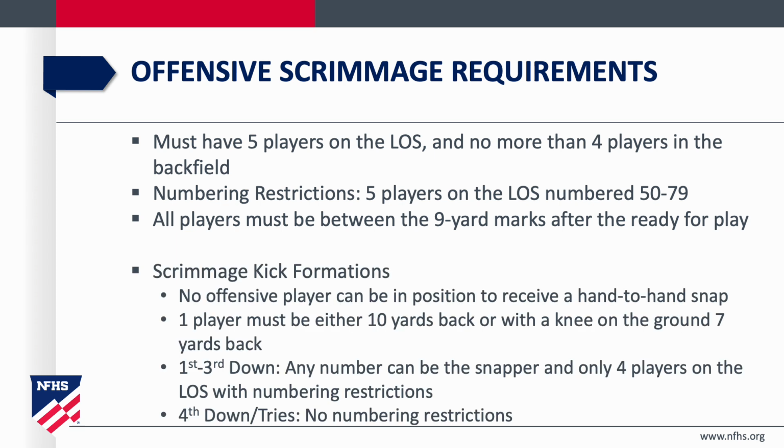Scrimmage kick formations have a different set of rules that apply to them and can also be affected by the down. In order for a formation to be considered a scrimmage kick, it has 2 requirements. First, there can be no player in position to receive a hand-to-hand snap. Second, a player must either be on his knee at least 7 yards behind the line of scrimmage with another player 3 yards behind him, or a player must be at least 10 yards behind the line of scrimmage ready to receive the snap.